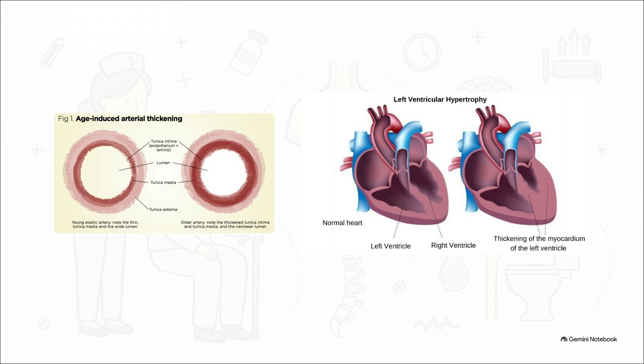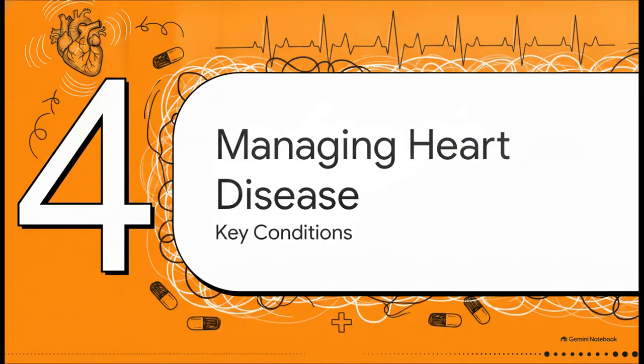So what happens? The heart has to pump so much harder to force blood through those stiff, narrow pipes, and that directly causes the heart muscle to thicken up, like you see on the right. We call that left ventricular hypertrophy. Understanding those anatomical changes leads us right into Section 4, managing heart disease.